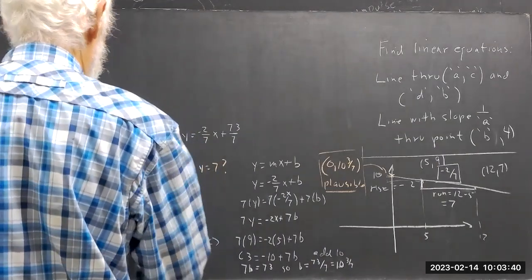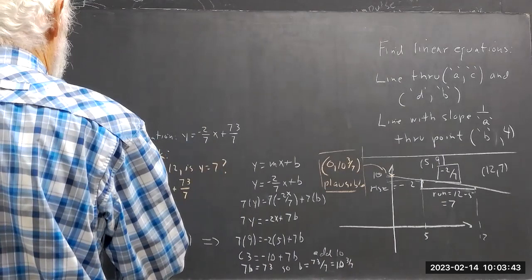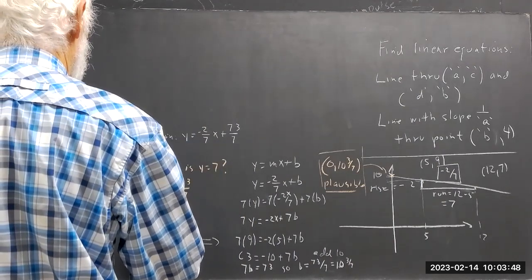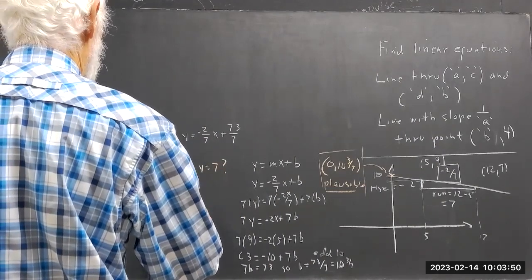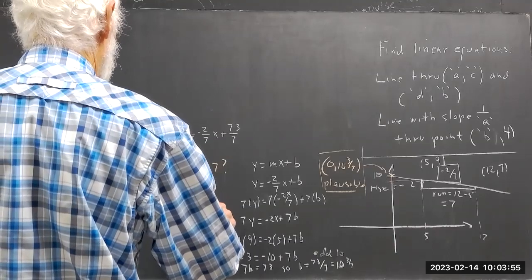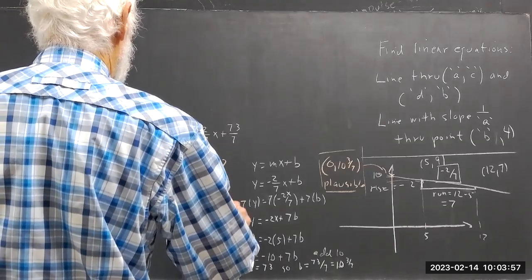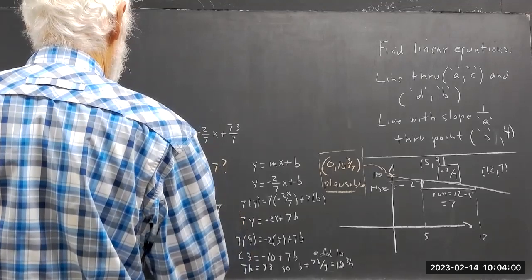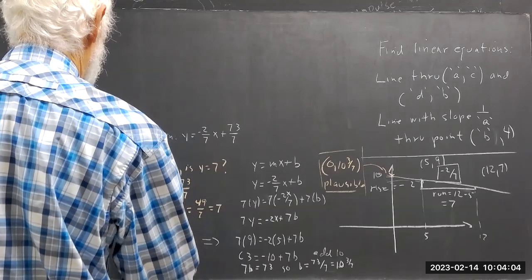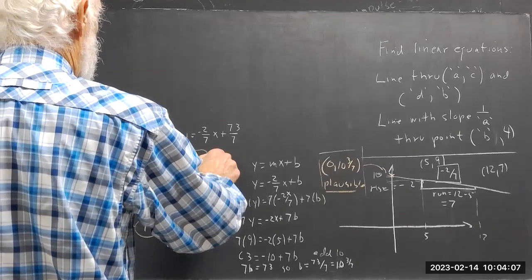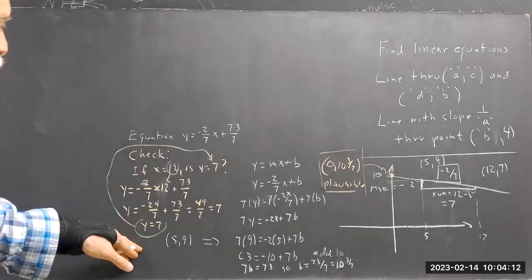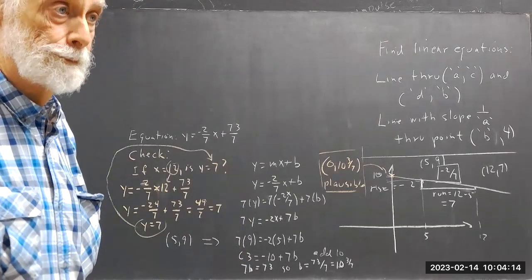Now we get y equals minus 24/7 plus 73/7, which is 49/7, which equals 7. Y equals 7. So we plug x equals 12 in here, we go through the equation, we do the arithmetic, and we get y equals 7.